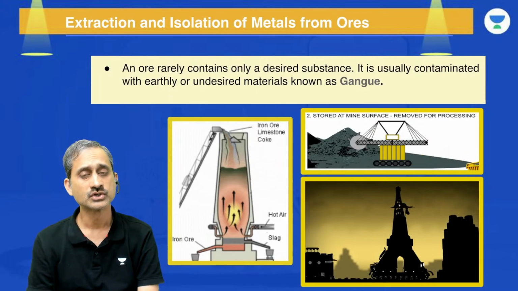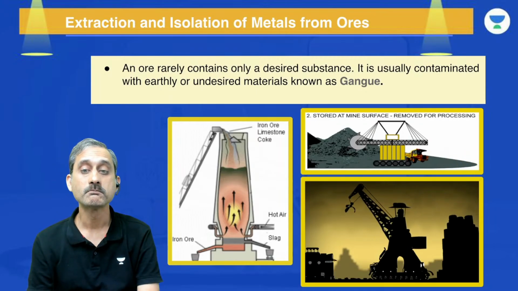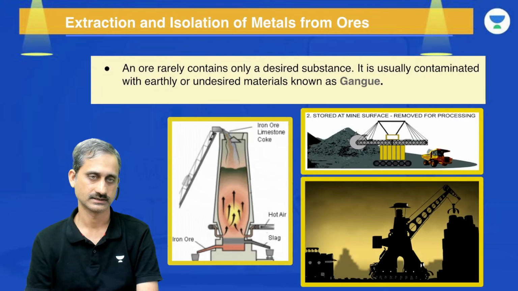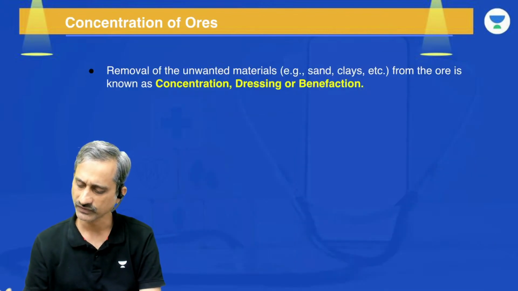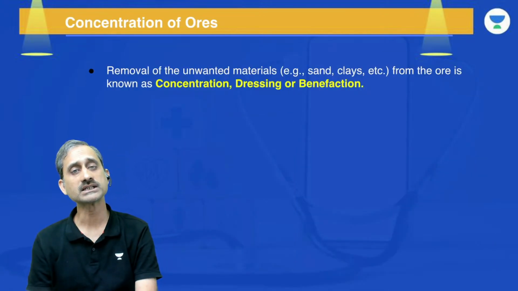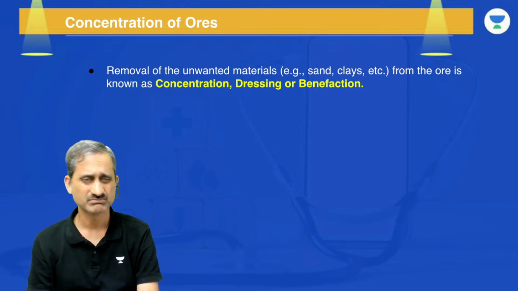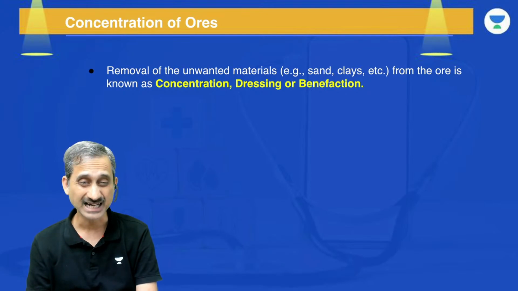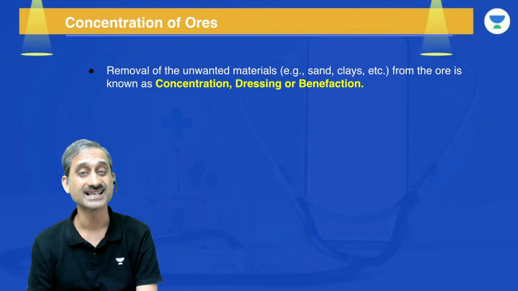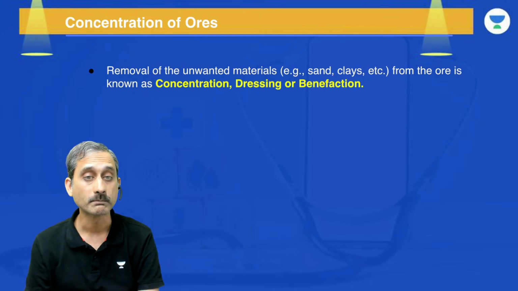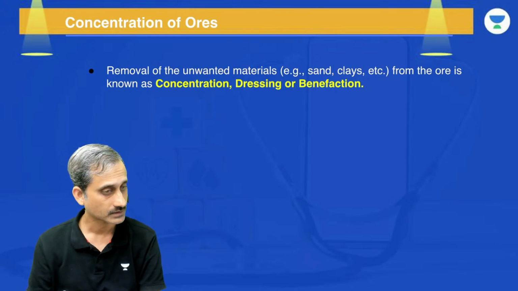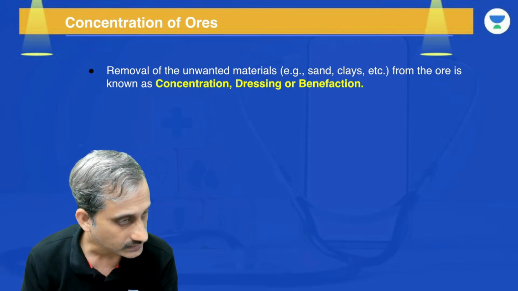Clear? So now we are going to purify the metals. So let's begin the purification. The removal of the unwanted materials, that is sand, clays, unwanted rocks, organic material, plant material from the ore is termed concentration, ore dressing or ore beneficiation. Is it clear?